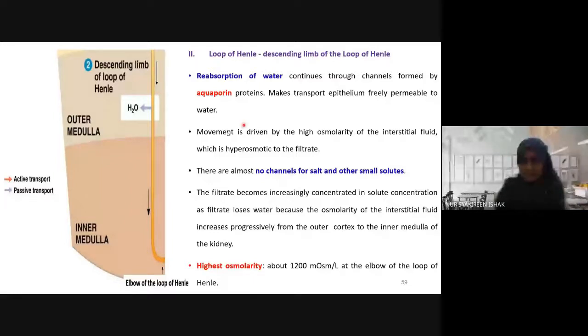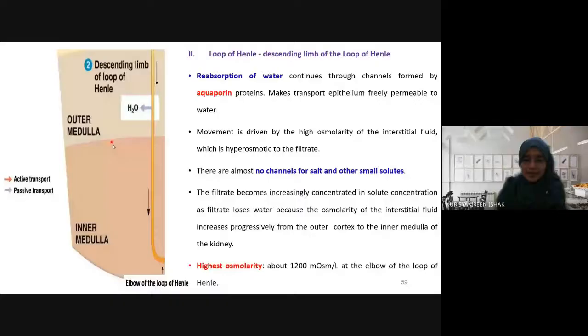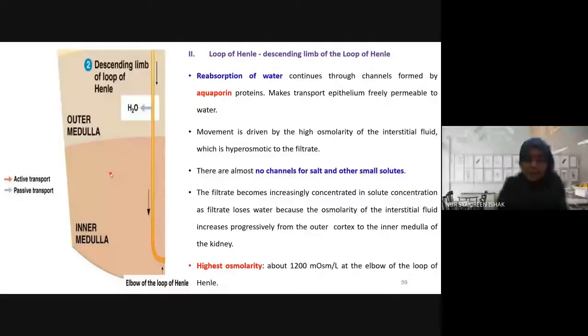Movement is driven by the high osmolarity of the interstitial fluid, which is hyperosmotic to the filtrate. Please take note here of why it says high osmolarity in the interstitial fluid. In this region surrounding the loop of Henle, you have interstitial fluid that is concentrated. Why is it concentrated? Because it has sodium chloride, it has salt in the interstitial fluid. Later we will see why there is salt here.